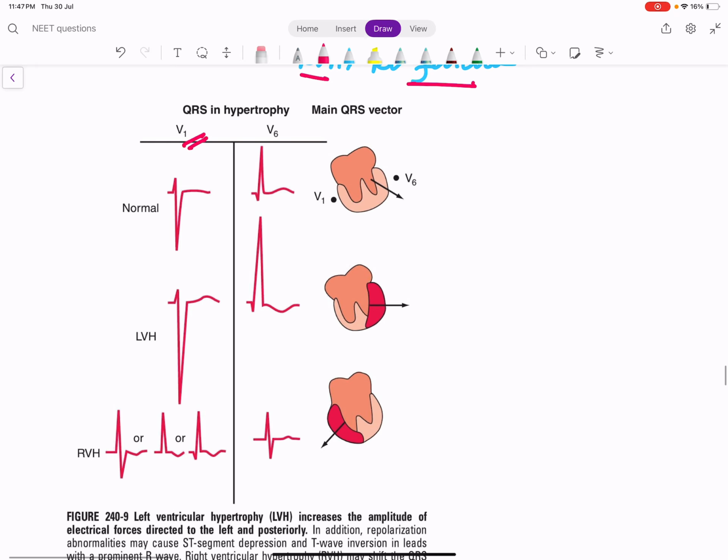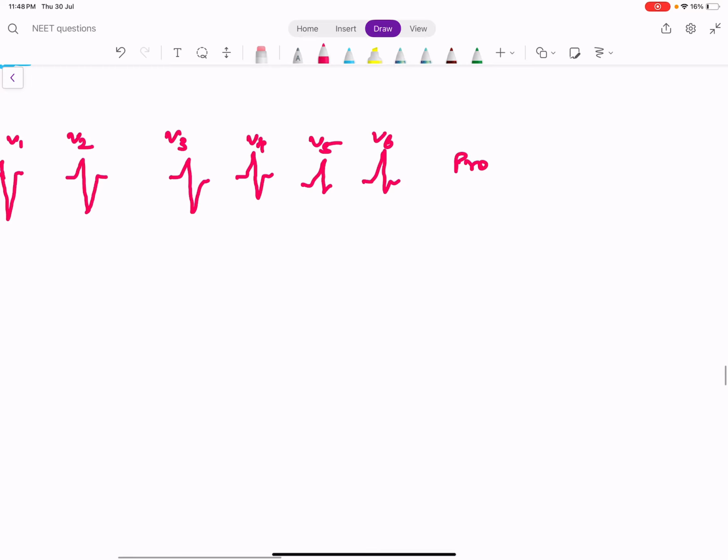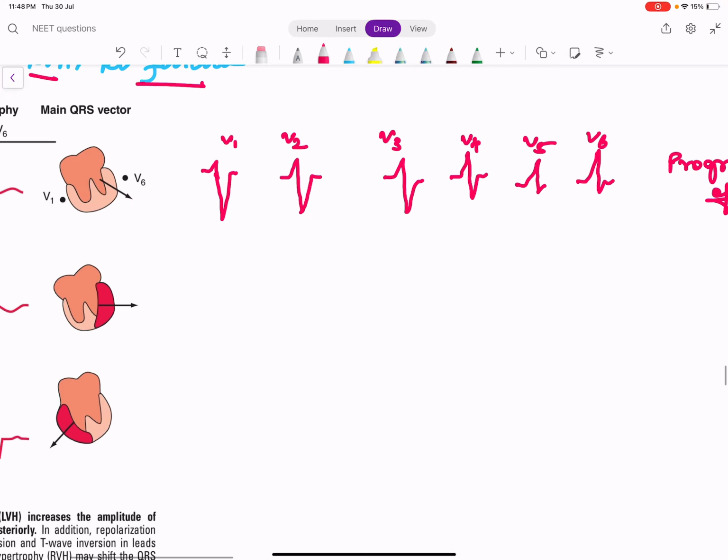So this is how V1 looks. Normally in V1, the R wave will be small and the S wave will be prominent. In V2, the same, with a bigger R wave and S wave. V3 and V4 are usually equiphasic. So V3 and V4 is the place where transition occurs. In V5 and V6 we usually get a tall R wave and a small S wave. So this is the normal progression of the QRS complex.